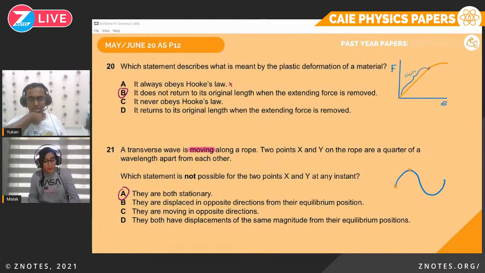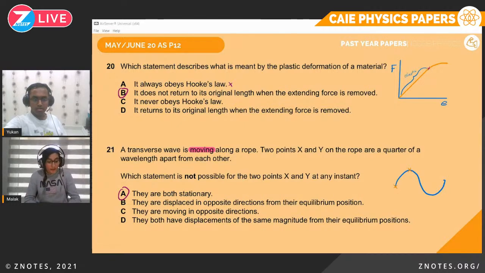Which statement describes what is meant by the plastic deformation of the material? So plastic deformation is when you have a force extension graph, it would have a straight line area, which is the elastic change. But then after that point, there's a breaking point here where it no longer follows Hooke's law. And here you would call it plastic deformation, where as soon as you take off the mass, it would not return back to its normal length.